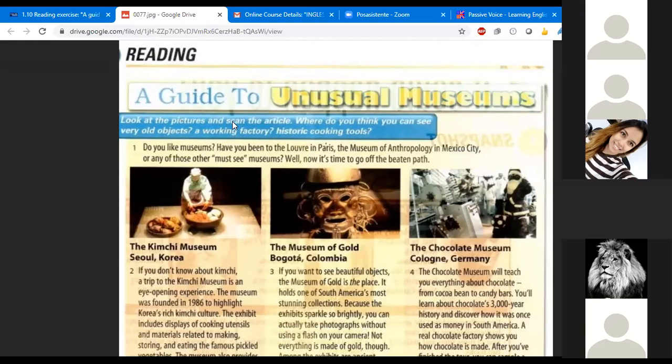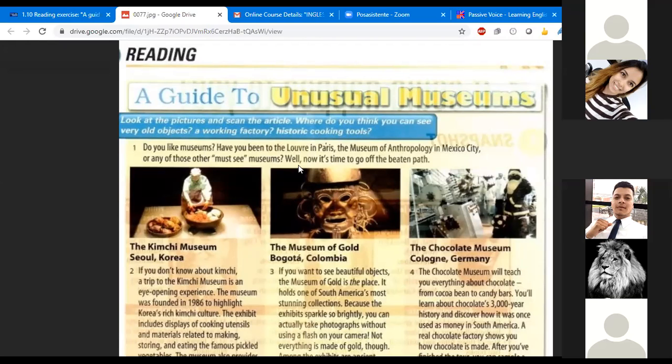Okay, what is a scan? Do you remember the reading strategies we were practicing in previous levels, right? For example, a scan is when you look for what? A specific information. That's correct, right? We look for specific information in our reading.